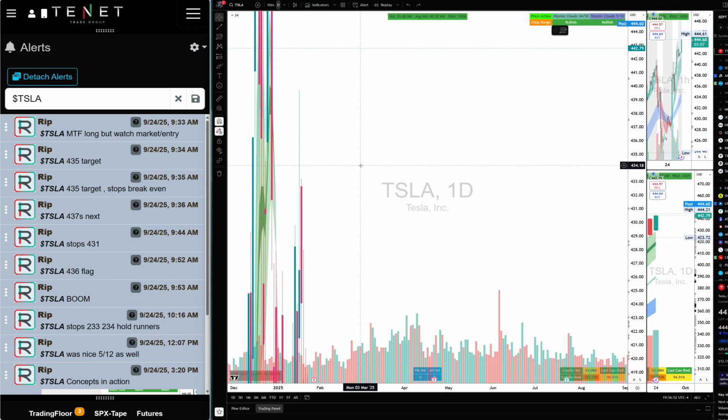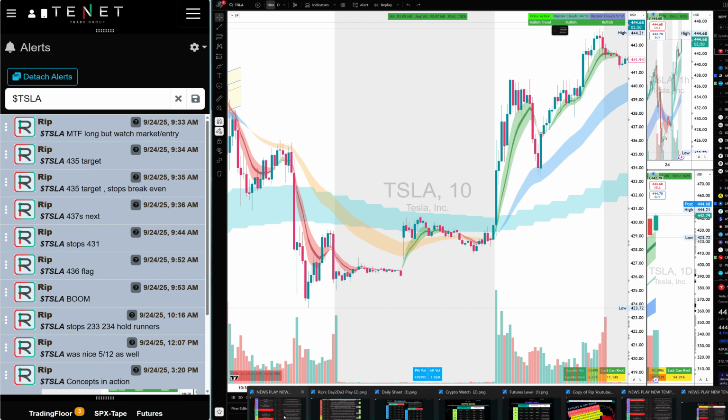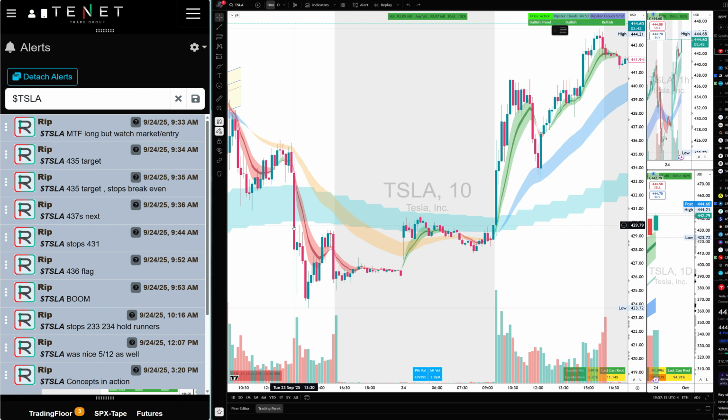Because the market was a little heavy, I was a little hesitant. That's when I gave the long to the traders. I told them to watch the market, because in this market you cannot chase. The market pulls back, Tesla can pull back. But this was the long right here, your stops right here. Look at the levels in the pre-market plan: Tesla 428, 430, long over MTF into the inside candle.